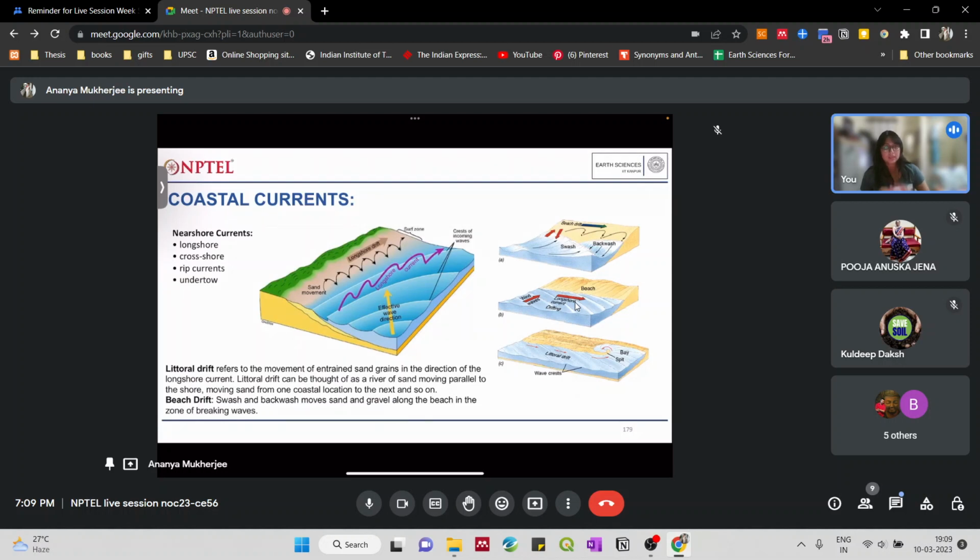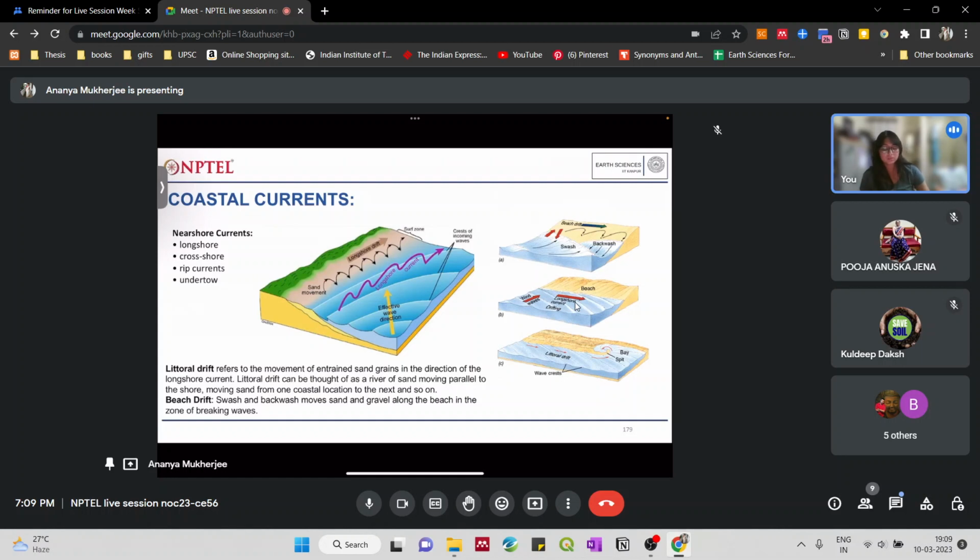Now there are a few currents which are associated with the erosional and depositional action of the waves. You have something called near shore currents. In the near shore zone, you can have long shore currents, cross shore currents, rip currents, and undertow. Over here, you can see the long shore current. So this is the wave direction. It is at an angle to the beach or the shore.